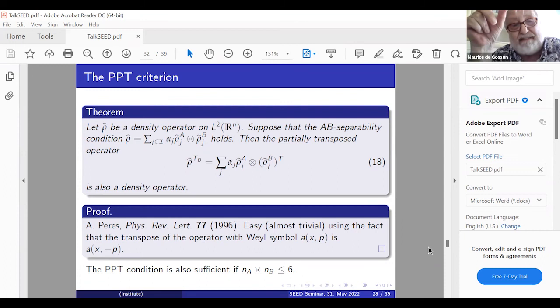Now, it's not difficult to prove, but as simple as it seems, it has proven very useful. That is, if the thing is separable and you transpose one part of it, you get again a quantum system. It's hard to convey the real substance of this condition, but it's the oldest condition, already known for 28 years now. It's almost trivial, but useful. Then it's also sufficient in the case where the product of the dimensions is smaller or equal to 6. Otherwise, it's not sufficient.